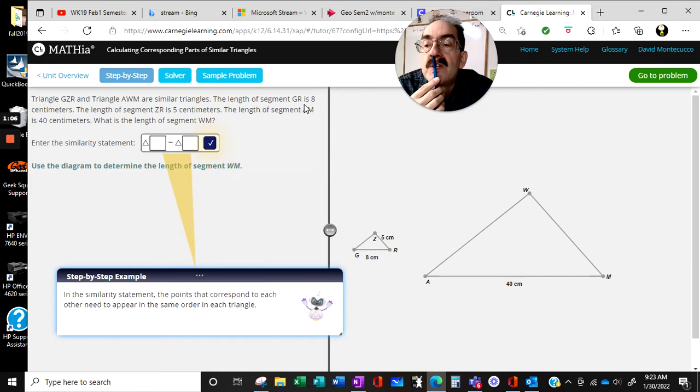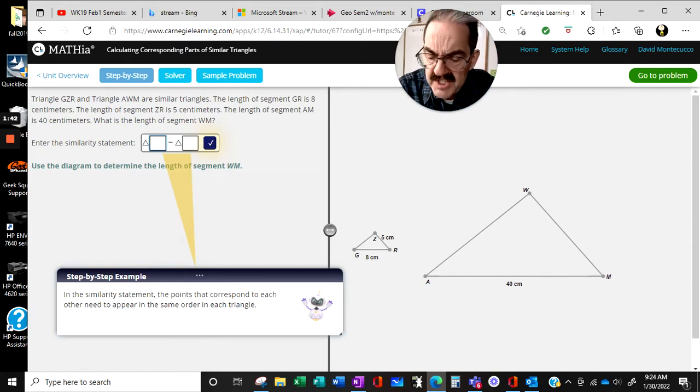The length of GR is 8 centimeters. The length of segment ZR is 5 centimeters. The length of AM is 40. What is the length of segment WM? WM. 8 goes to 40 as 5 goes to. So what are we multiplying 8 times to get 40? 5. 5 times 8 is 40. So what's 5 times 5? 25. All right.